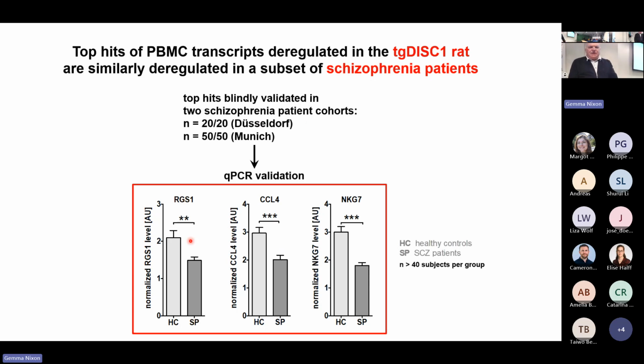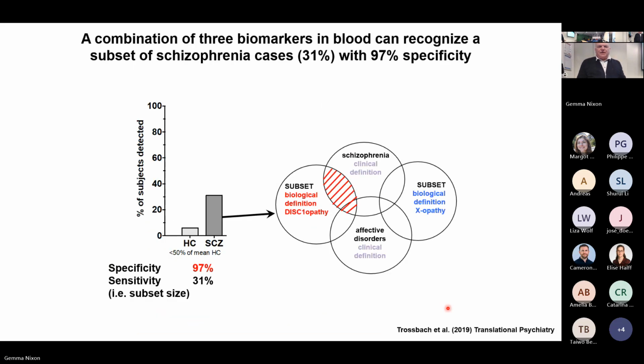We saw that these patients also had decreases in the same transcripts isolated from PBMCs as the transgenic DISC1 rat, meaning that this really seems to be a relevant network. If you then put those three genes together, you arrive at a diagnostic specificity of 97% and a sensitivity of 31%, indicating that it's a very specific subset. It would not recognize all the cases of schizophrenia, only this subset. It's a matter of stratification.